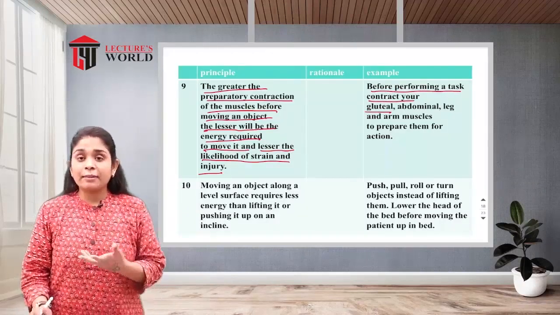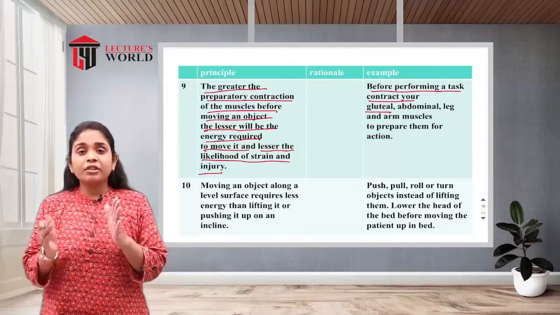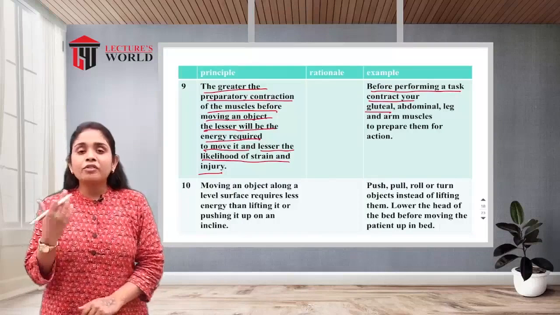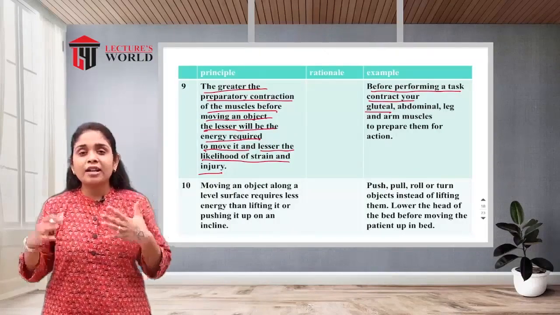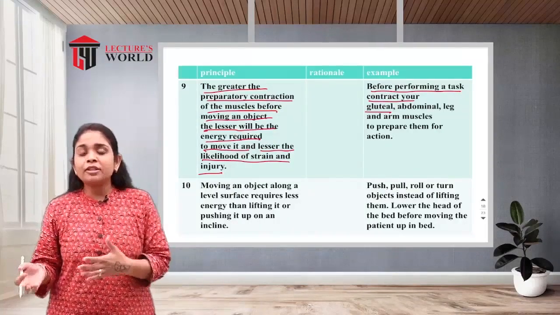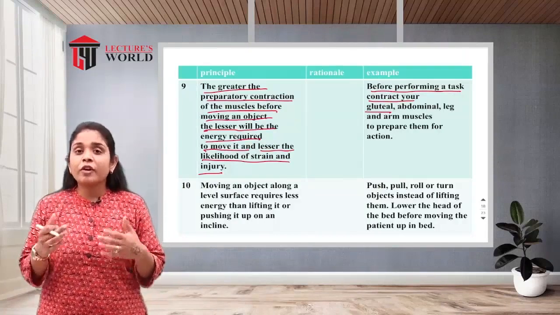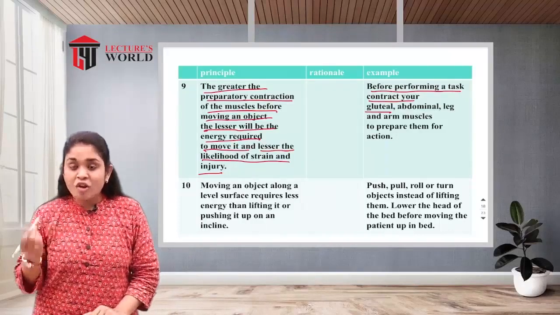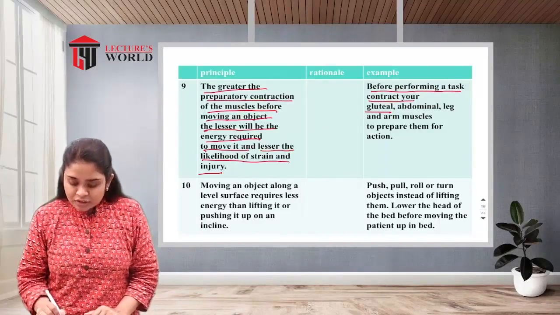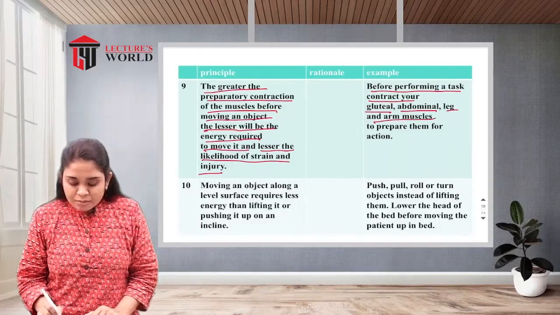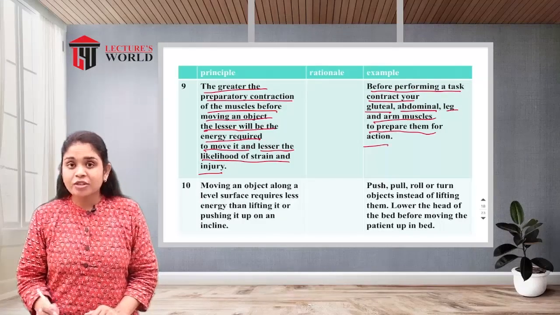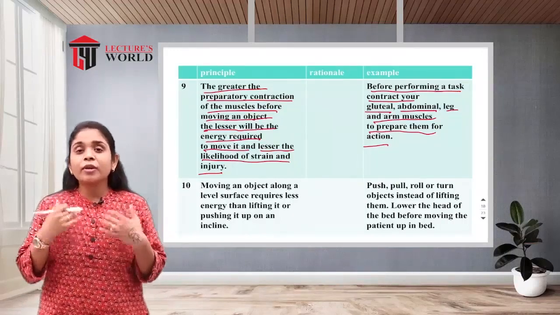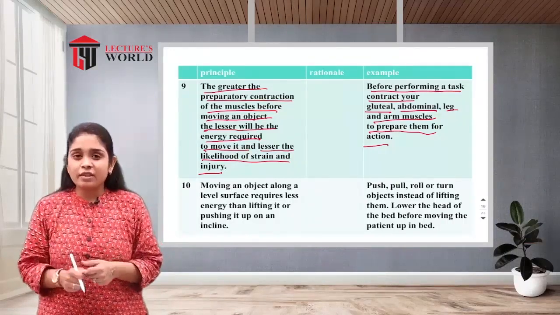So what happens when we want to transfer something from one place to another place? Make sure you are preparing yourself. Okay, if you're preparing yourself, then you know that I need to use the gluteal and the leg muscles more. Why? Because I want to transfer the heavy material. So that is what contract the gluteal muscles, then after the abdominal and the leg and the arm muscle to prepare them for the action. So here we are preparing the whole body for doing the transfer or lifting any heavy material.